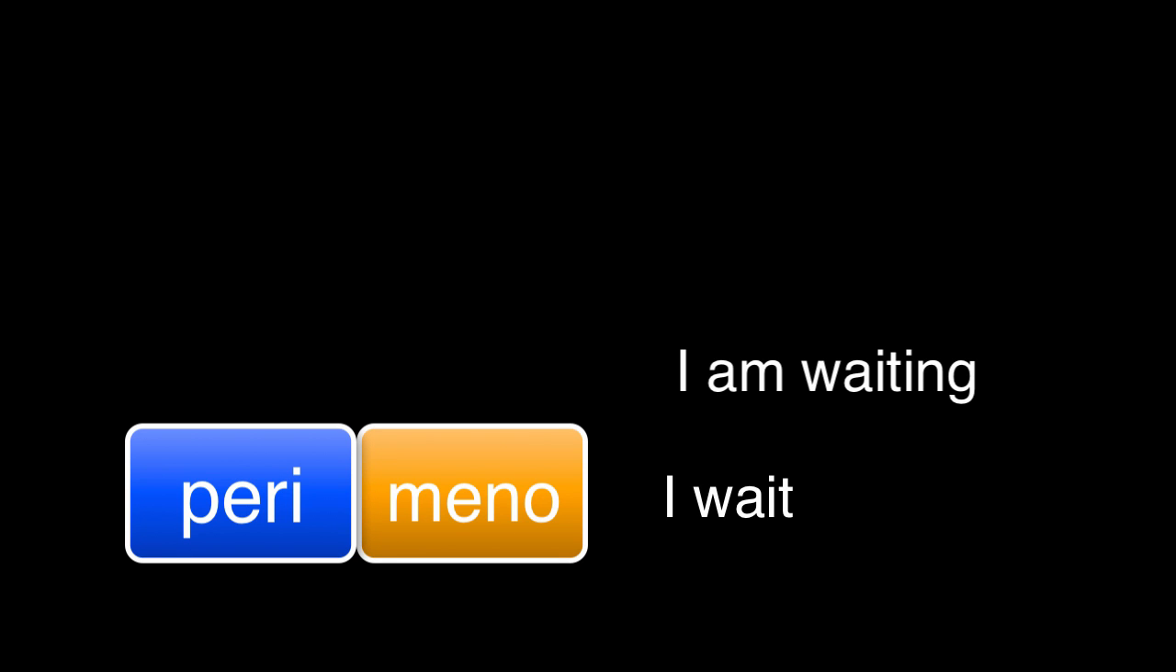Perimeno. So tell me again, what is I stay or I'm staying? Meno, good. And I wait or I'm waiting or I'm around staying? Perimeno, good. The word for don't or not in Greek is then.